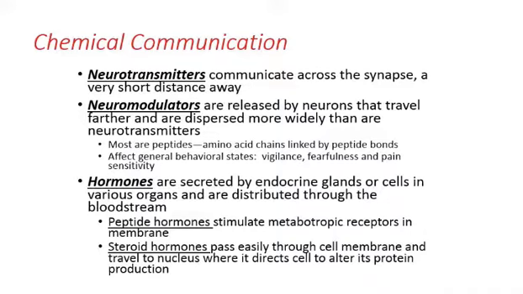We have two different types of hormones, as I mentioned last time. We have peptide hormones that stimulate metabotropic receptors in the membrane far away from the site of release, and steroid hormones that pass easily through the cell membrane because they're lipid soluble, and they travel to the nucleus where it directs the cell to alter its protein production and can actually have an effect on the protein production directly, whereas the peptide hormones have to use that second messenger system via the metabotropic receptor.